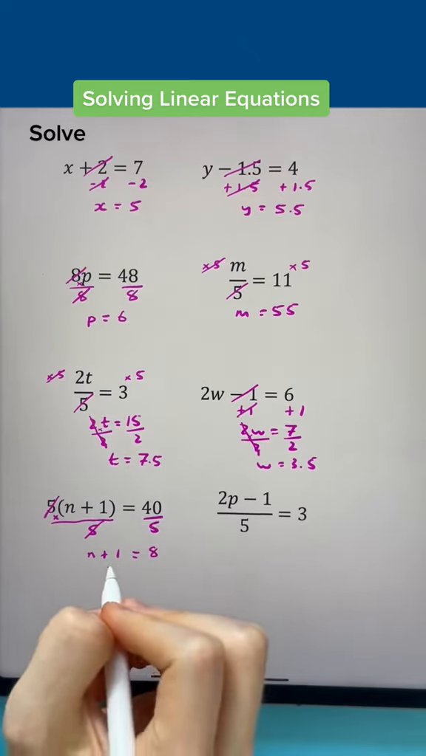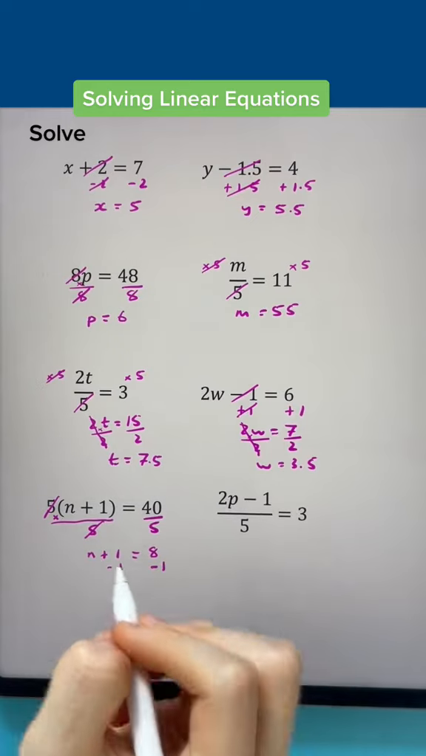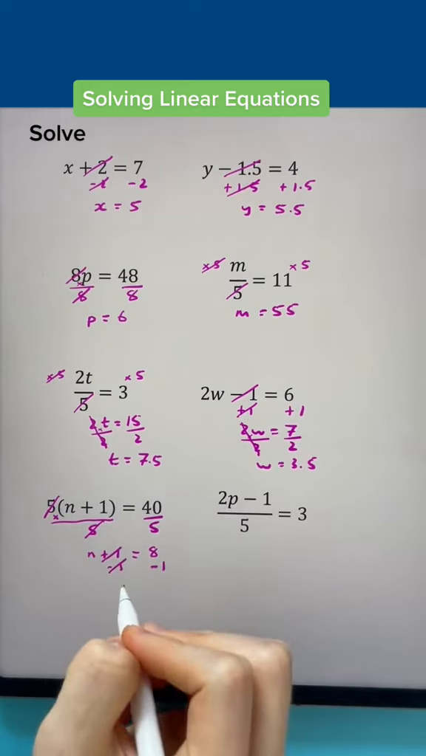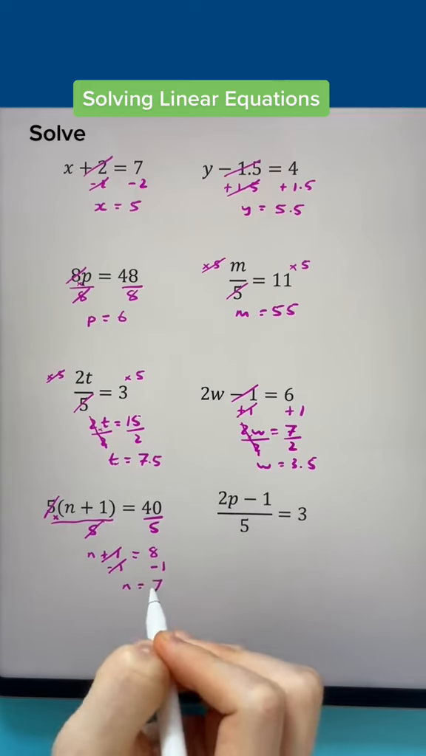The opposite of add 1 is the inverse, and that's subtract 1 from both sides. 1 take away 1 will cancel, leave us with n, and 8 subtract 1 gives us 7.